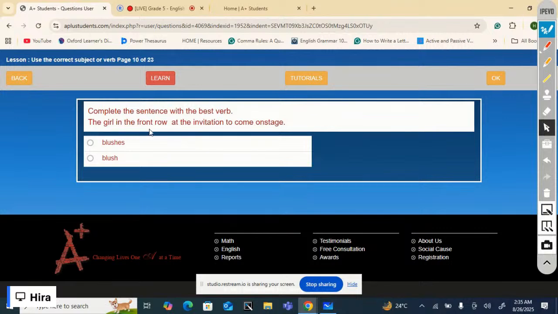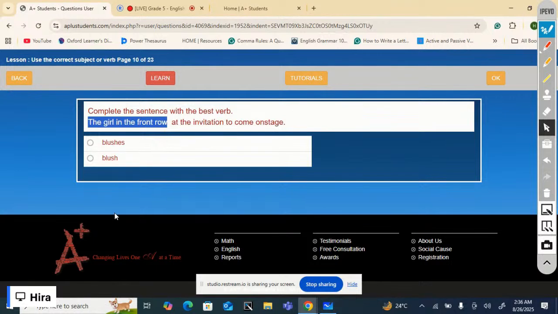The girl in the front row blank at the invitation to come on stage. Blushes or blush? Now, what is the subject? The girl in the front row. It's the complete subject. But in this complete subject, we are going to look for the simple subject, that is the noun, the girl. Girl means one girl. Singular subject. So if the subject is singular, choose a singular verb which ends in s or es. Blushes or blush.